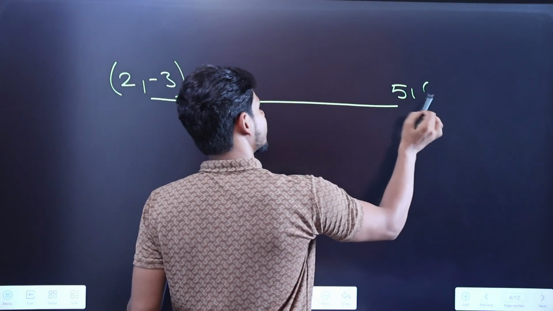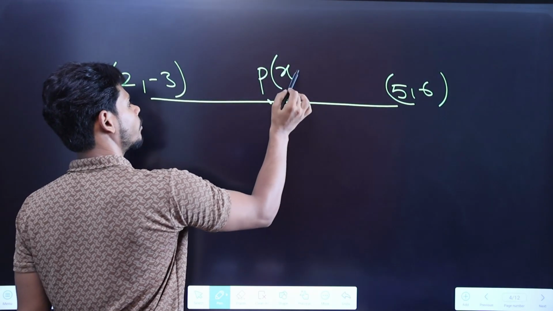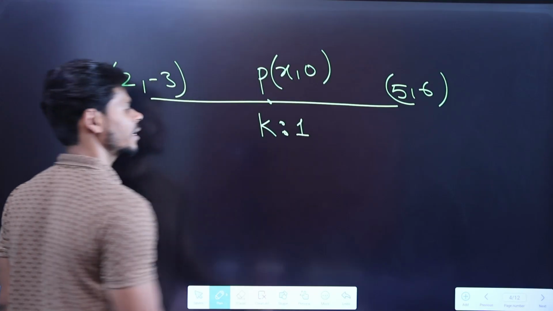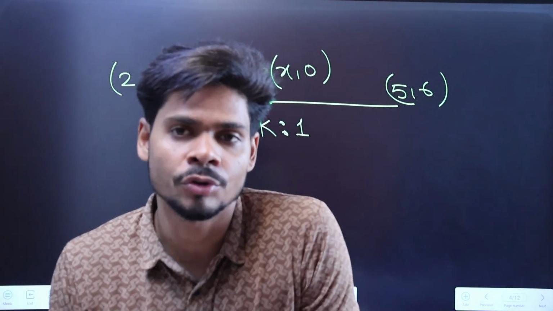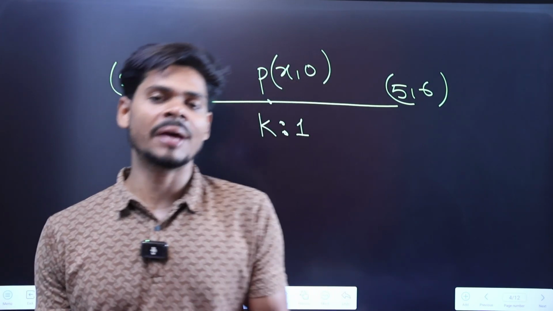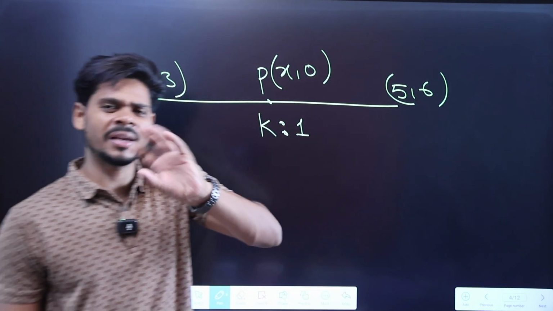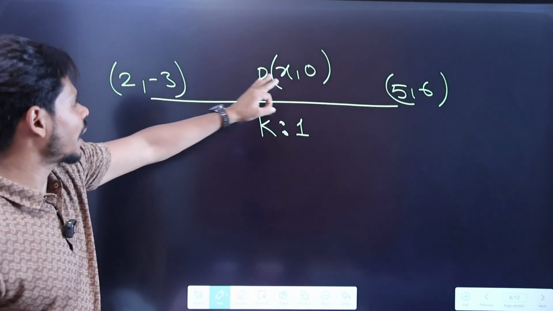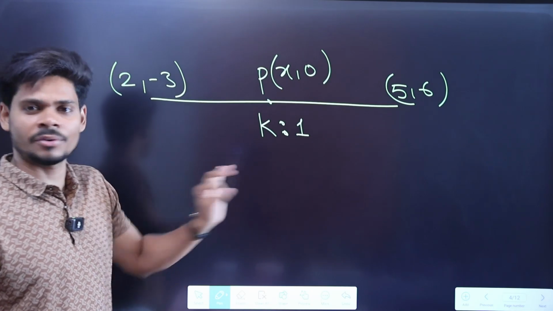This time it is divided by the x-axis, so the point is x comma 0. Now the ratio we have taken is k:1, not m1 ratio m2, because when we consider m1 ratio m2, we have two variables, and students generally find it a little bit difficult. No problem. So now you will have only one variable, that is k, to extract from the equation.